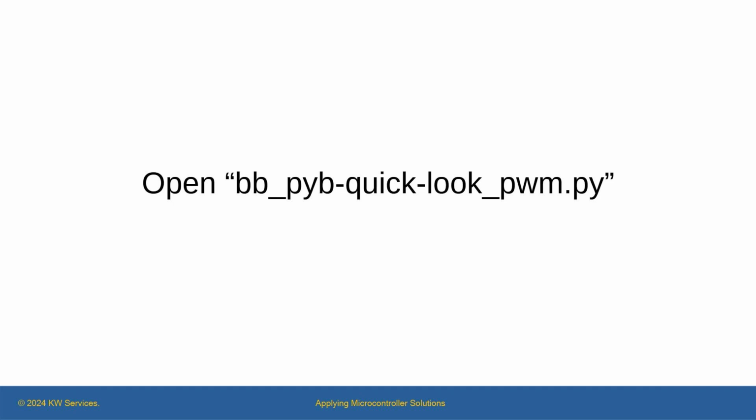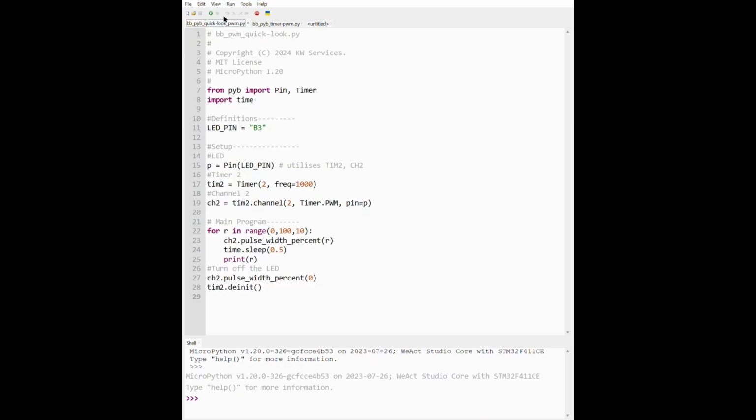Now, let's open bb_pyb_quicklook_pwm.py in Thonny. As discussed, we defined our LED pin and then set up the timer and channel for that pin. For the channel setup, we specify we want PWM. In our main program, we set the channel pulse width % in increments of 10%.